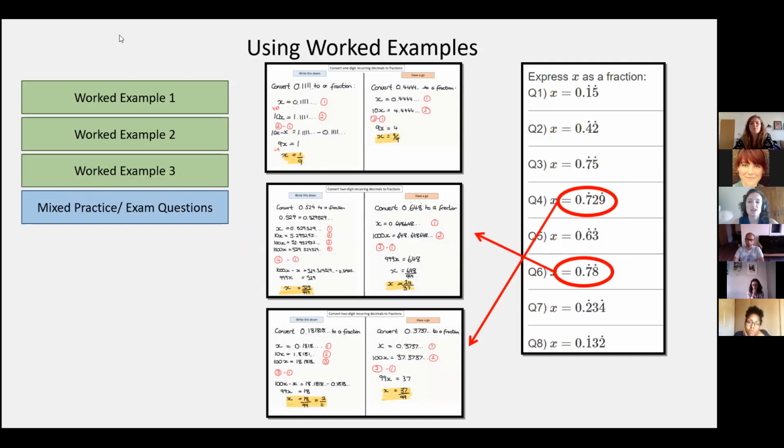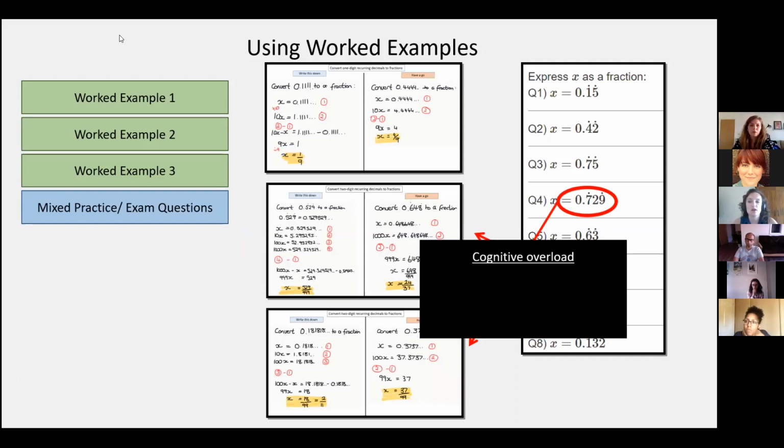And this actually increases the cognitive overload because students have not had a chance to practice a skill, encode the skill into the long-term memory before they're asked to identify it. I understand that we want students to identify which worked example is in which question, but they need to be able to do the skill first.